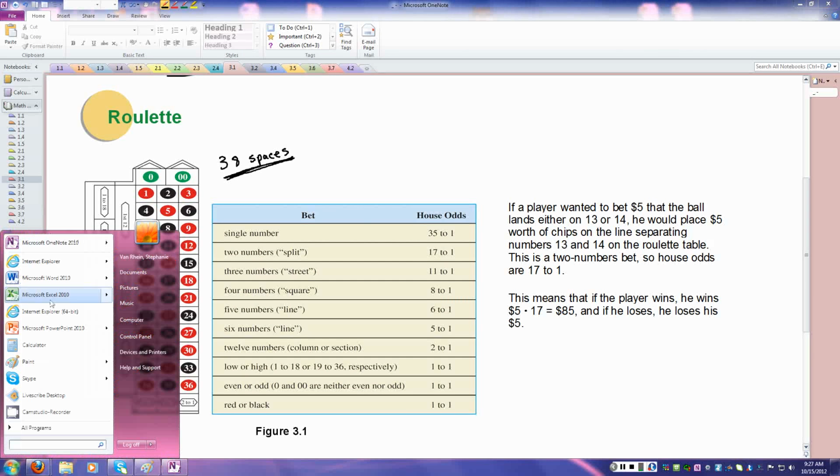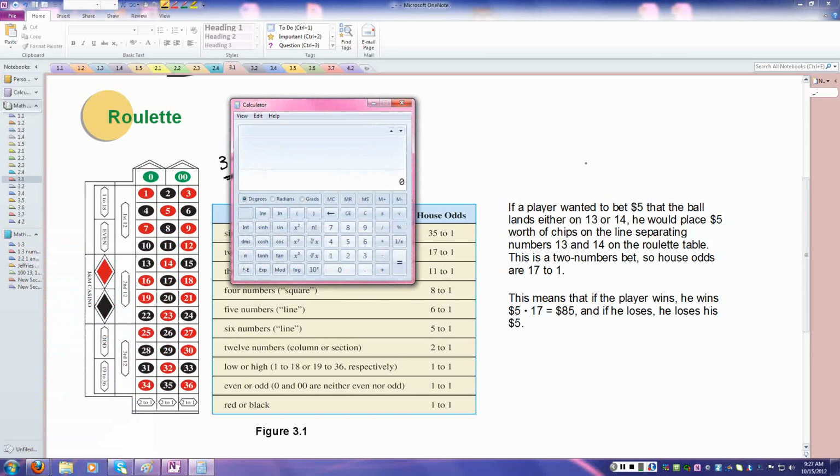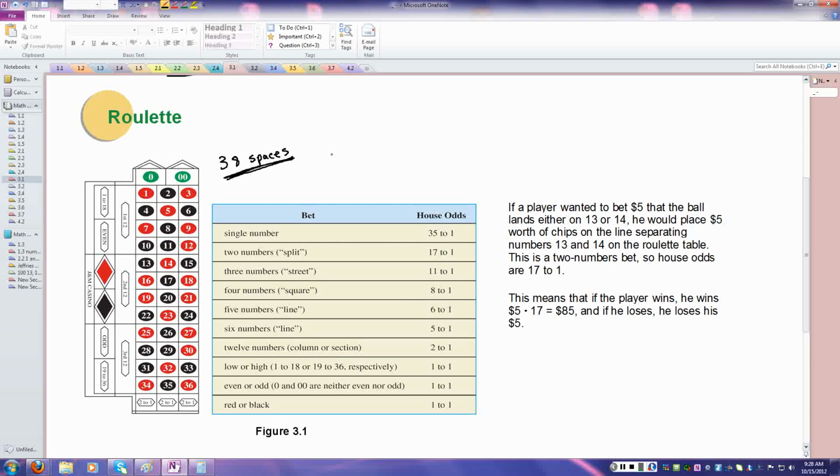There are 36 over 2, so you can see here, you can use your calculator a lot of the times, or you can just know there's 18 red spaces and 18 black. There are different bets you can make. Red or black is one bet, and the house odds are 1 to 1. That means it pays evenly. So if you bet $50 and you win, you win $50.